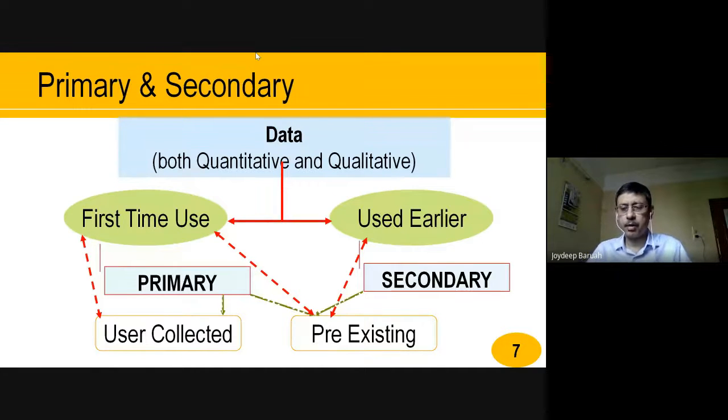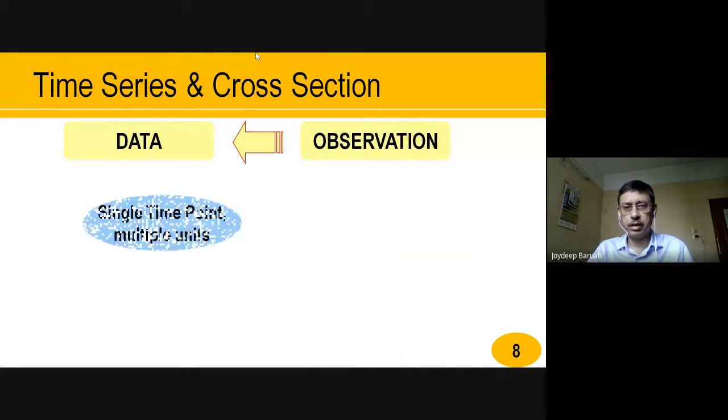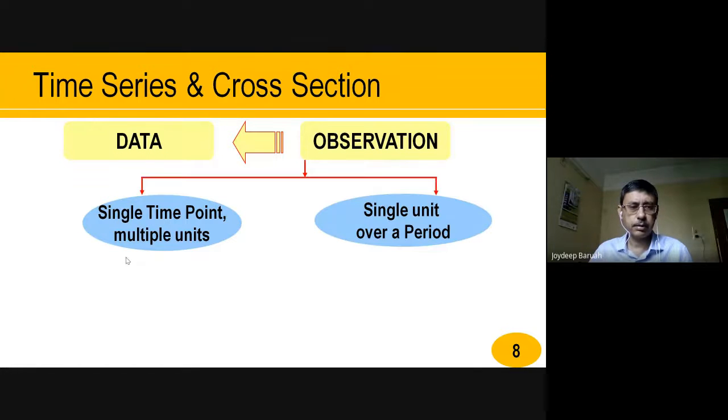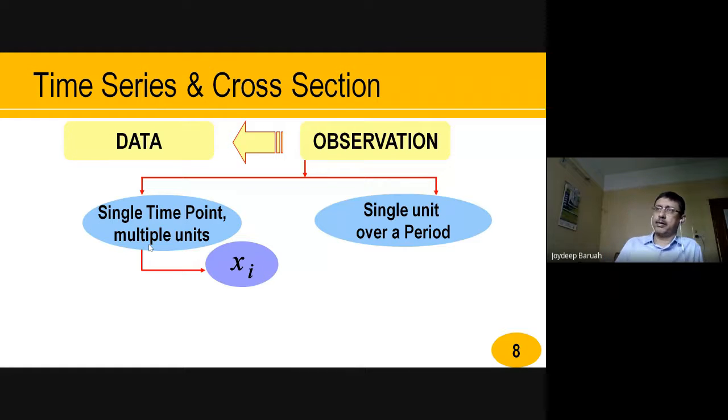All right. Now, there is another division, depending on how you look at it. It gives you another kind of difference, called time series and cross-section data. You can look at the data in two different ways. First, you have a single time point, that means today or one month. So the time point is fixed, and then you look at multiple units, multiple households. That is one way of looking at it.